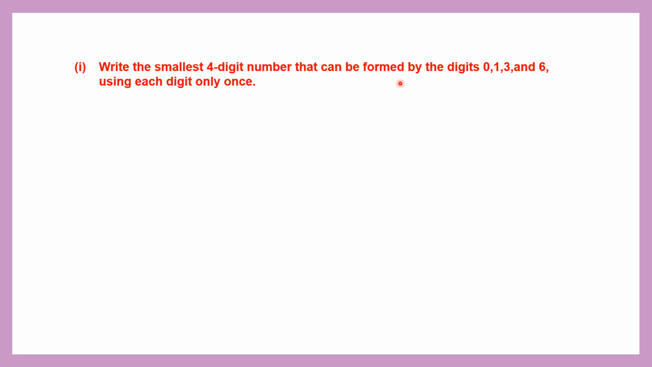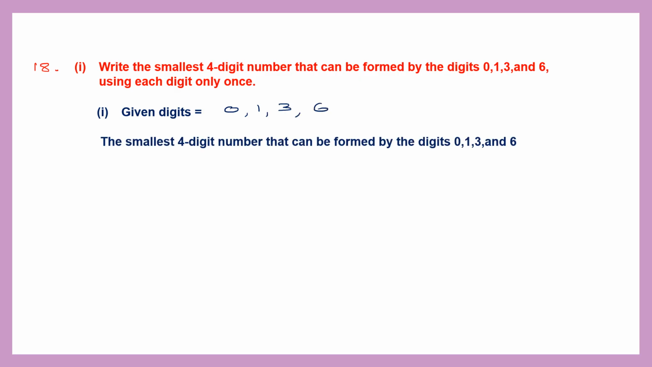Write the smallest four-digit number that can be formed by the digits 0, 1, 3 and 6 using each digit only once. The given digits are 0, 1, 3 and 6. Whenever we make the smallest number, we arrange from small to big, or ascending order. The smallest digit is 0, but we cannot start with 0. So we go to the next smallest digit, which is 1. So 1, and now we put the 0 and go in ascending order, 3 and 6. So this is our answer, 1036.